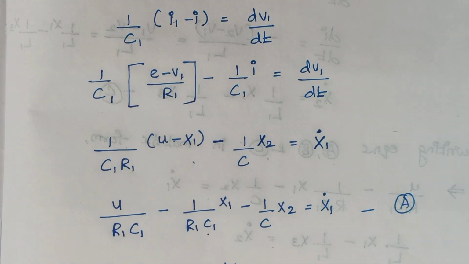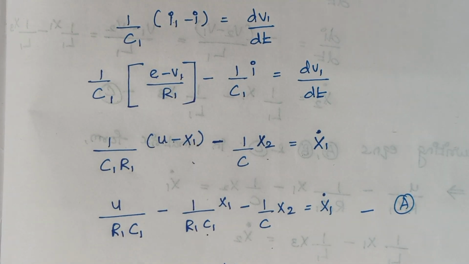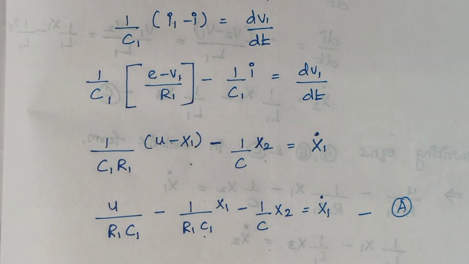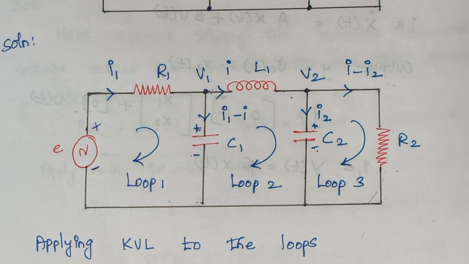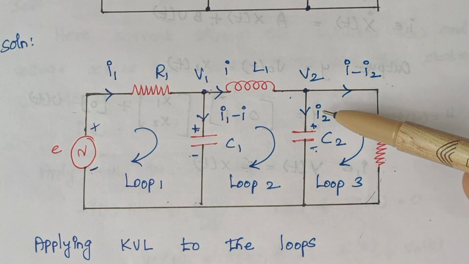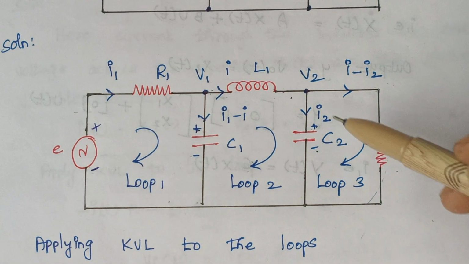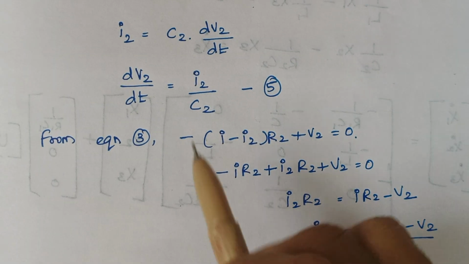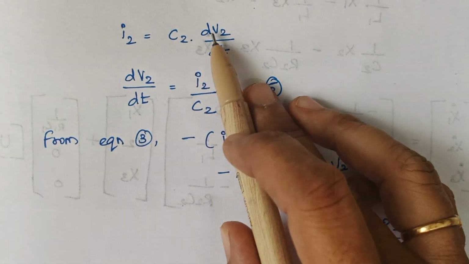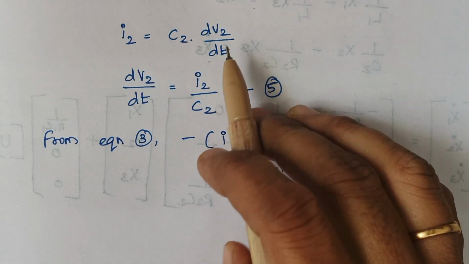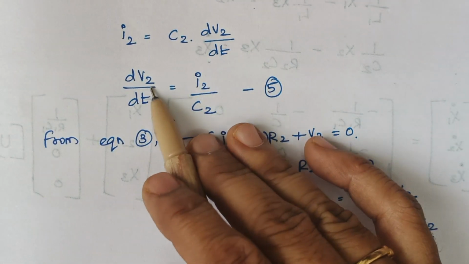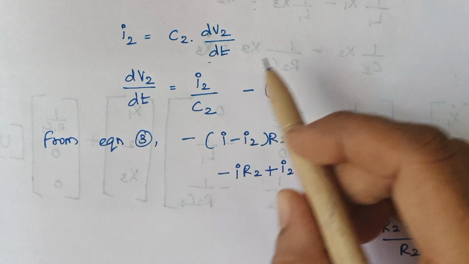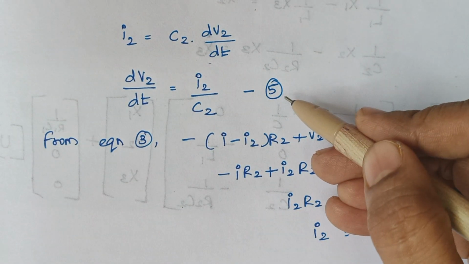And the next one is, now we are going to consider the current which flows through the other capacitor. So again when you look back at our circuit, the current flowing through this capacitor C2 is I2, right? And the voltage across this capacitor C2 is V2. So here I2 is nothing but C2 into dV2 by dt, right? So again when you rearrange, we are having an expression like this. Let this be our equation number 5, right?